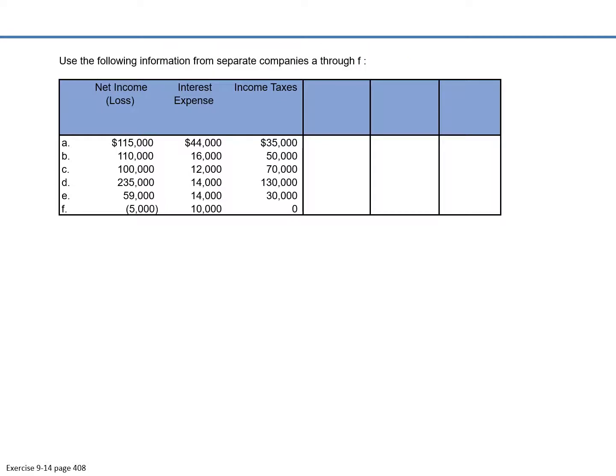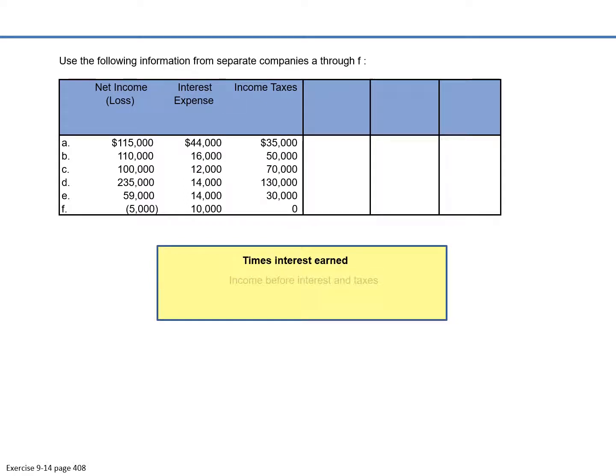Exercise 914. All right, so the following information is for separate companies in A through F. And what they want us to do is compute the times interest earned ratio. So that's income before interest and tax divided by interest expense. And so the trick here, though, is that they only give you net income, interest expense, and tax. They don't give you income before interest and tax. You have to compute it.